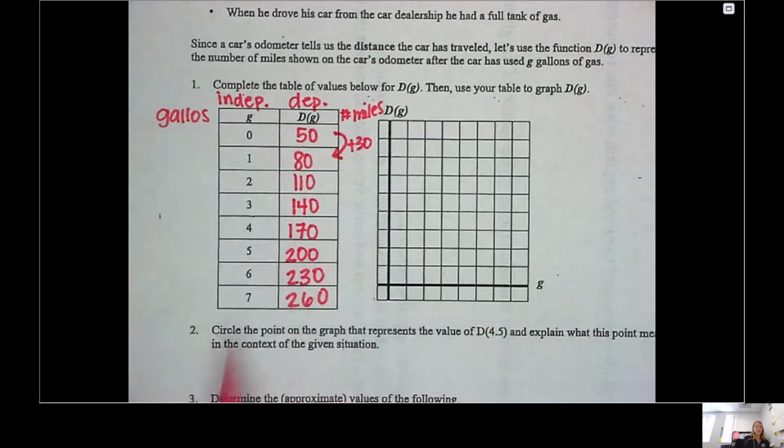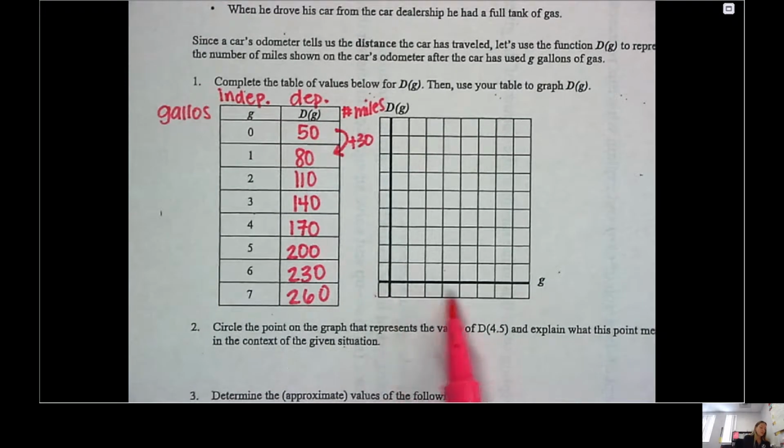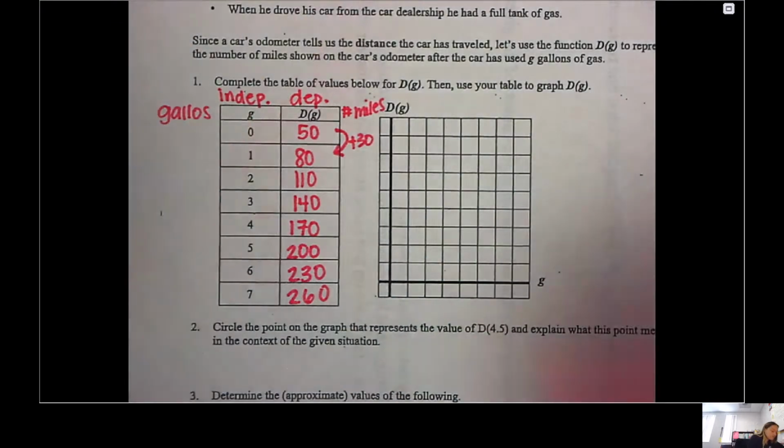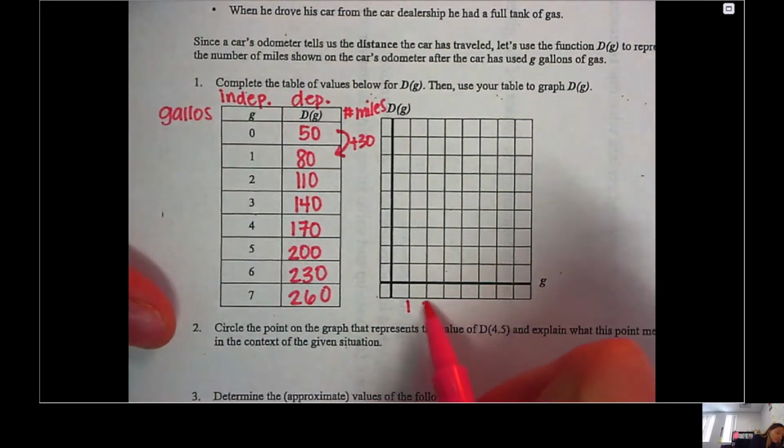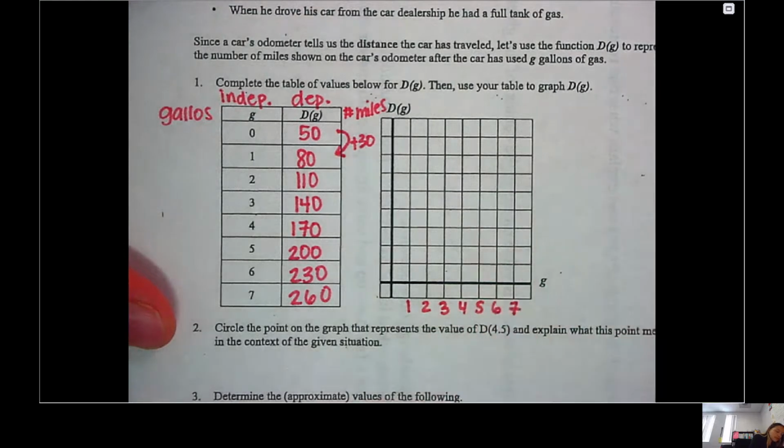This is your x. That is your number of gallons of gas. So I think we have enough to just do, what can we count by? What do you have to go from on your x-axis? From what to what? 0 to 7, right. So what should I count by? 1. Count by ones, yeah. So this is your gallons.